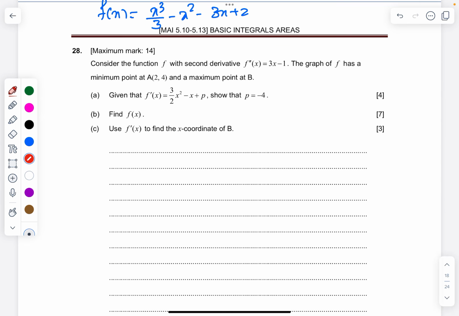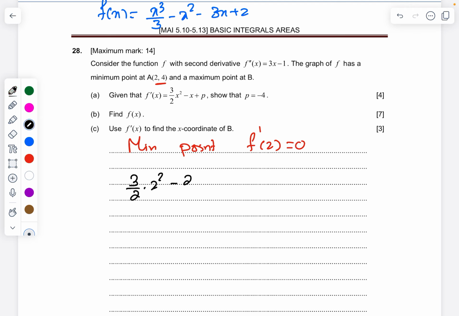Now question number 28. Consider the function where f double prime x is given. Given that f prime x equals this much, show that the value of p is this one. And it has a minimum point at (2, 4). Minimum point means f prime of 2 should be equal to 0. So 3 upon 2 times 2 square minus 2 plus p should be equal to 0. So 4 plus p equals 0, so p equals negative 4.